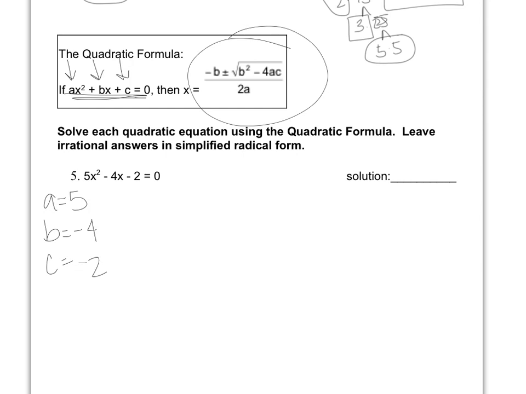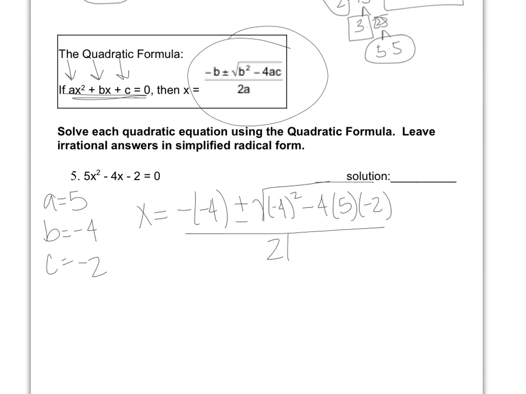Okay, so we're going to plug into your formula, so x equals, notice on the formula it's negative b, and b is a negative 4, plus or minus the square root of b squared, so negative 4 squared, minus 4 times a, which is 5, and c is a negative 2. That will be over 2 times a, which is 5.